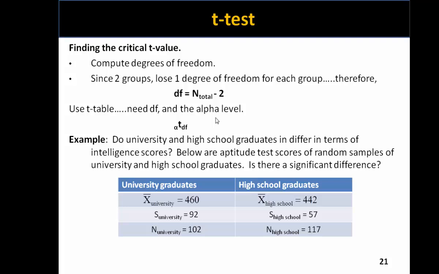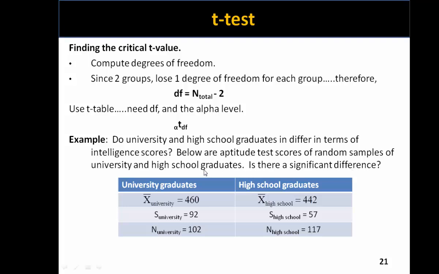Now, in this example, we're going to examine the question of whether university graduates and high school graduates differ in terms of intelligence scores. And so what we see on this table are the results of the study, which sampled a number of university graduates and high school graduates for aptitude test scores for intelligence. And the question that is stated, is there a significant difference? The word difference is critical here because the term difference is not specifying a direction. So therefore, when we carry through with the t-test, we're going to establish a non-directional retain or reject rule.